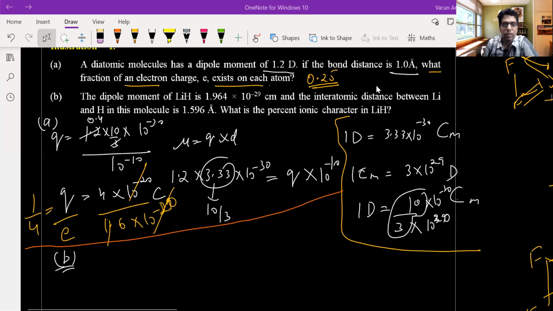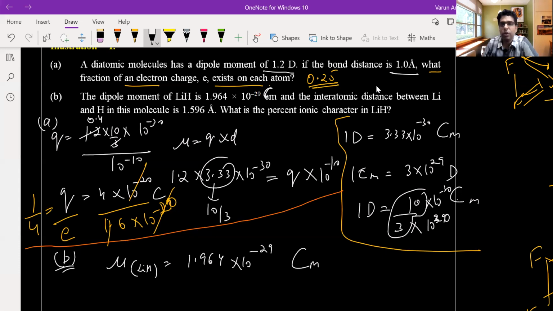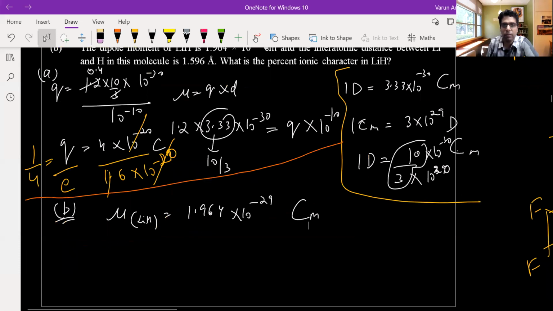What is the B part saying? B part is saying that the dipole moment of lithium hydride is given. So this is not centimeter, this is coulomb meter. Dipole moment of lithium hydride is given in coulomb meter, that is 1.964 into 10 to the power minus 29 coulomb meter. And the interatomic distance between lithium and hydrogen in this molecule is given. So bond length is also given, that is 1.596 angstrom.